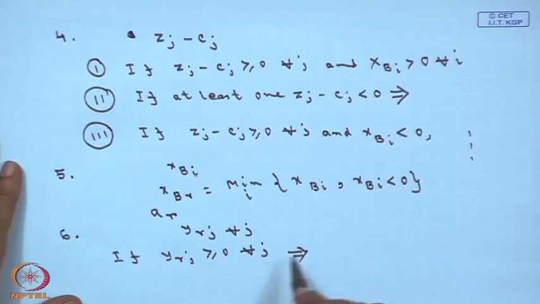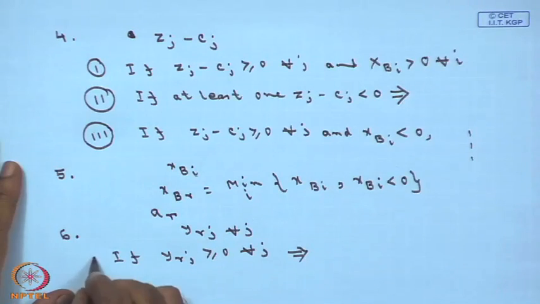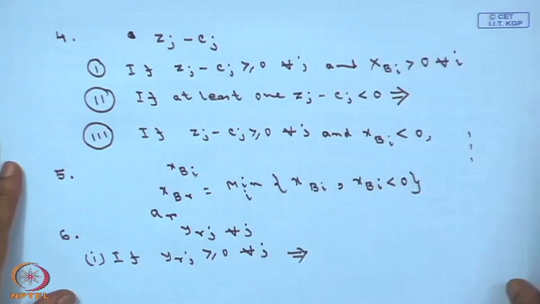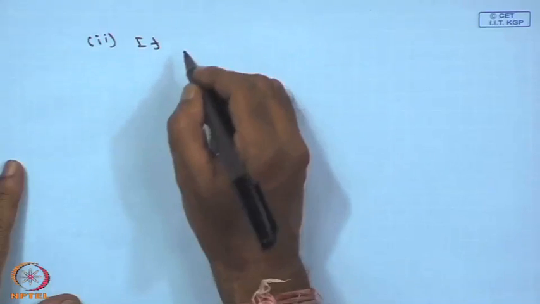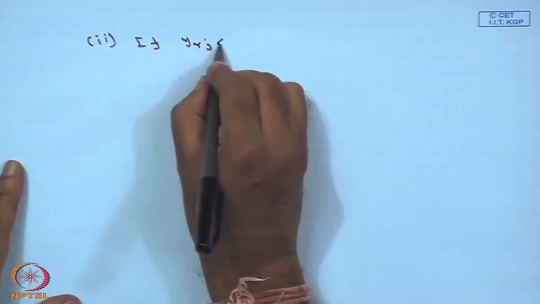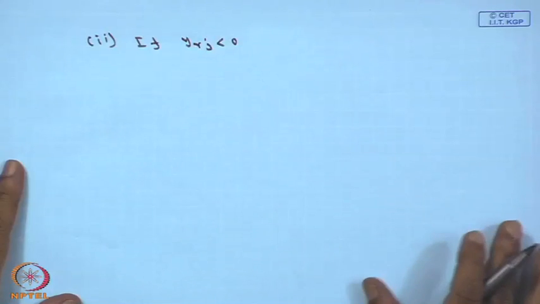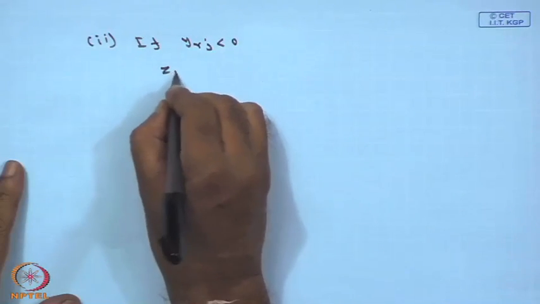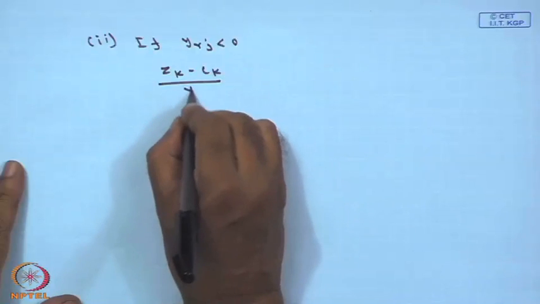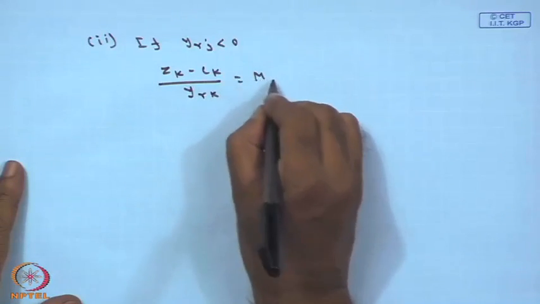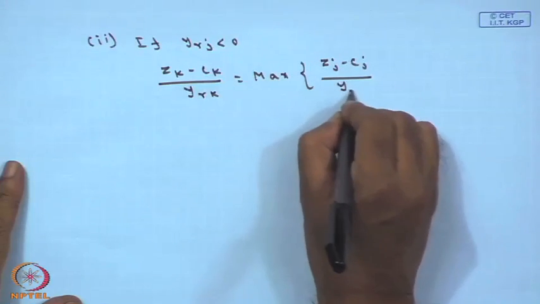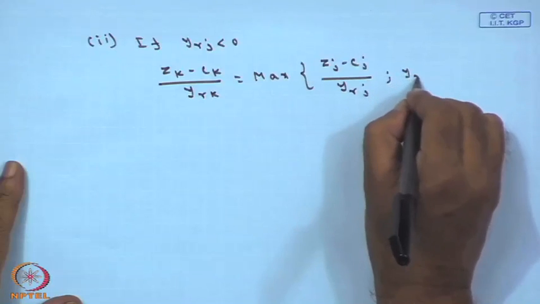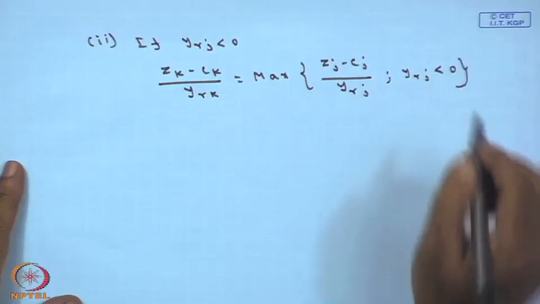Please note this one. If y_rj is greater than or equal to 0 for all j, there is no feasible solution. Number 2: if y_rj is less than 0 for at least one j, then you compute z_k minus c_k by y_rk, which is the maximum of z_j minus c_j by y_rj, taking those y_rj that are obviously less than 0.